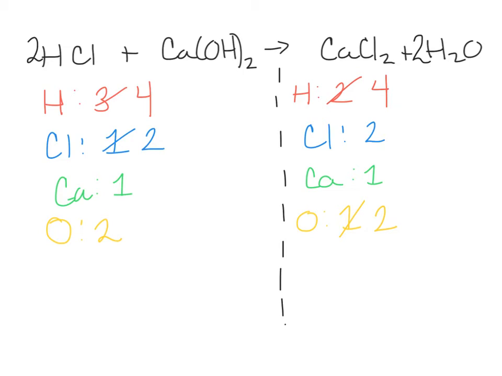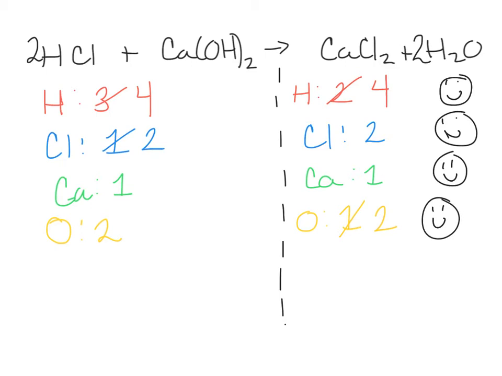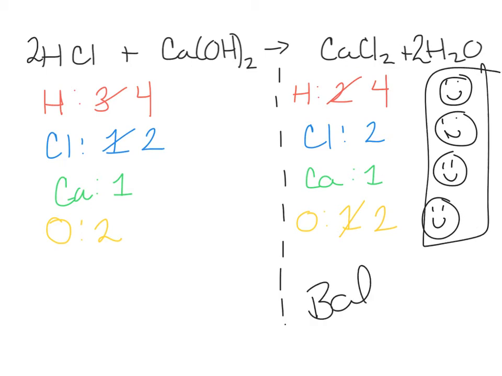So if I take a look at my hydrogens, I've got 4 and 4. This guy's happy. Look at my chlorines, I've got 2 and 2. This guy's happy. And look at my calciums, 1 and 1. Oh, he started happy. He's happy, happy, happy. And so then we've got our oxygens. There's 2 and 2. Oh my goodness, he's happy. You get to the point where everybody's happy, and now we are balanced.